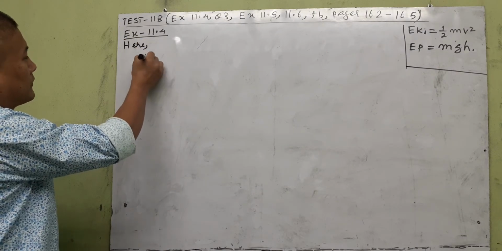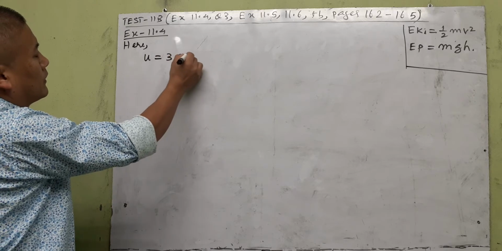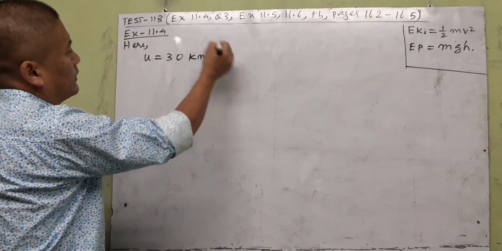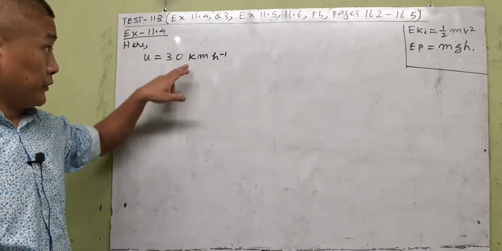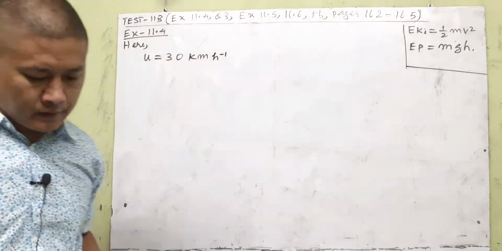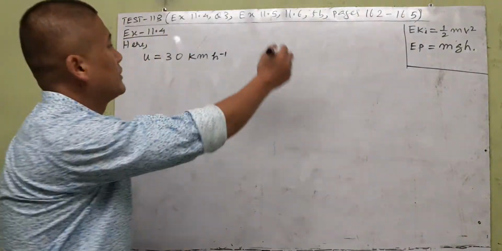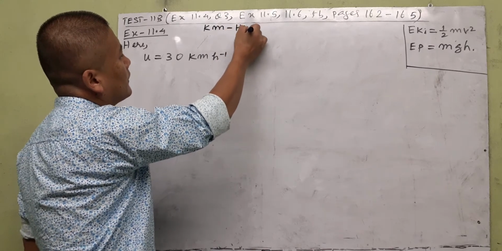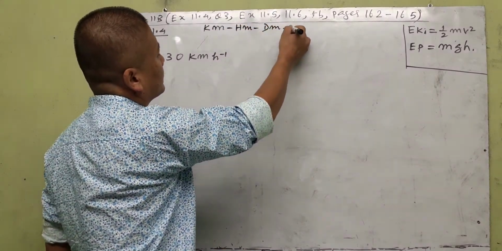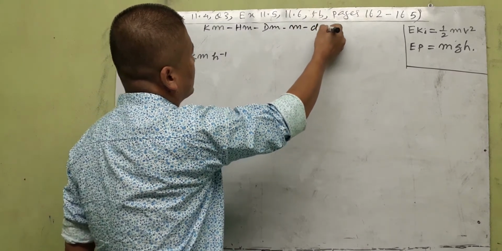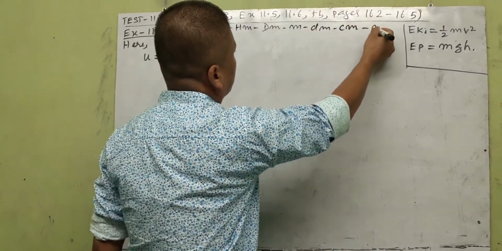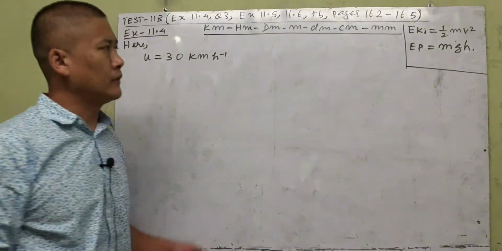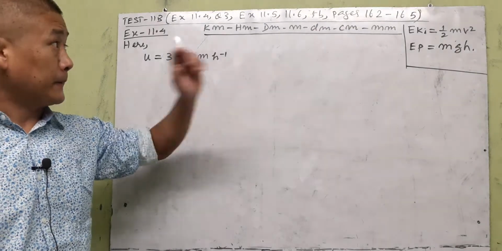when the car first appeared, it was having a velocity of 30 km per hour. So that will be the initial velocity, because the first one that appears is the initial velocity. Now we need to change this to SI unit, and we know for length or distance it is kilometer, hectometer, decameter, meter, decimeter, centimeter, and millimeter. So this is the conversion factor for conversion of units for length. Okay, the factor is 10.